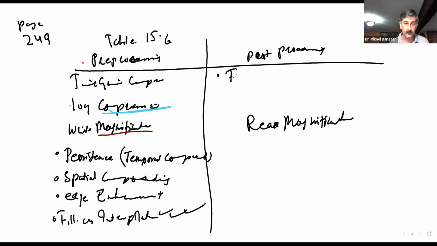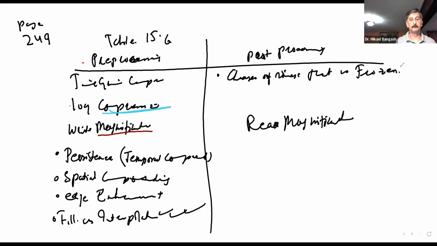Let's word it this way, that will make it clearer. Then we can say changes of an image that is frozen, which is one way by which we will be able to do what we call read magnification.